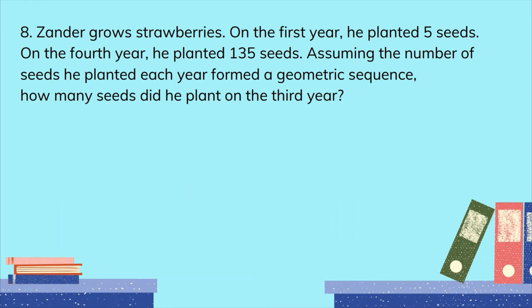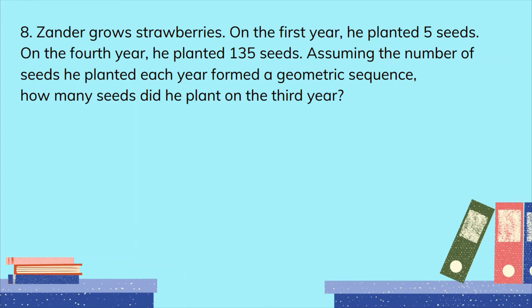Okay, number 8. Xander grows strawberries and the first year he planted 5 seeds. On the fourth year he planted 135 seeds. Assuming the number of seeds he planted each year formed a geometric sequence, how many seeds did he plant on the third year?